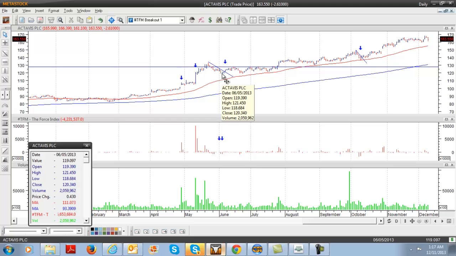118.68. Give it a little room, so make it 118.50, let's say. And you're buying the breakout here at this point of 122.12. Or let's say 22, give it another 10 cents. So, if you do the math on it, it comes out that you're risking basically $3.72.